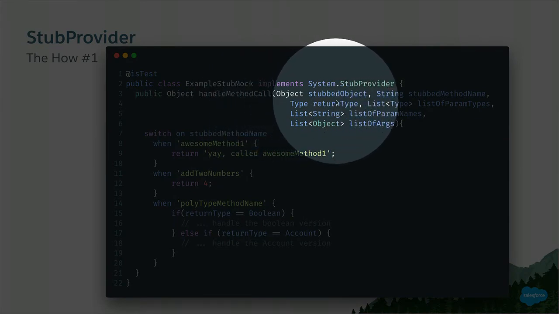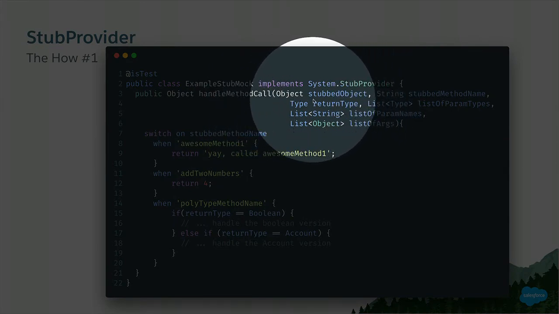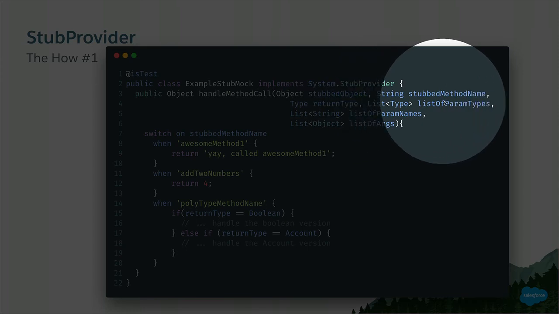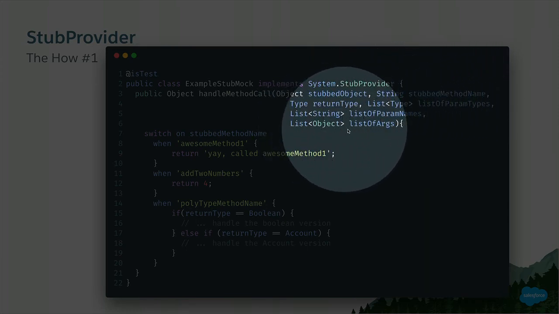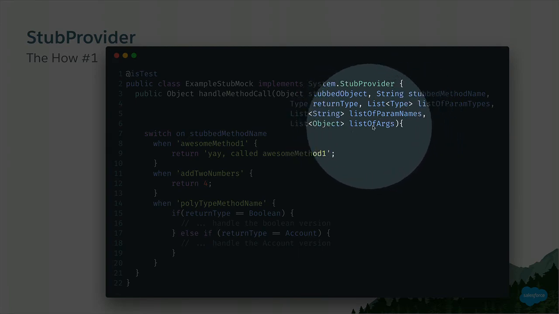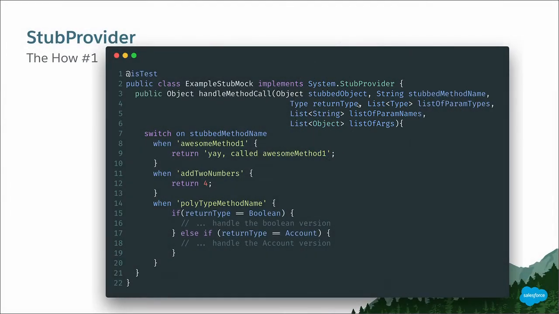It's going to accept a whole bunch of information here. And this information is for your benefit. The stubbed object, the stubbed method name, the return type, the list of parameter types, the list of parameter names, and the list of args. These are for your benefit, and I say that because you can use these to tailor your crafted response, tailor your mocked response based on the information coming in.